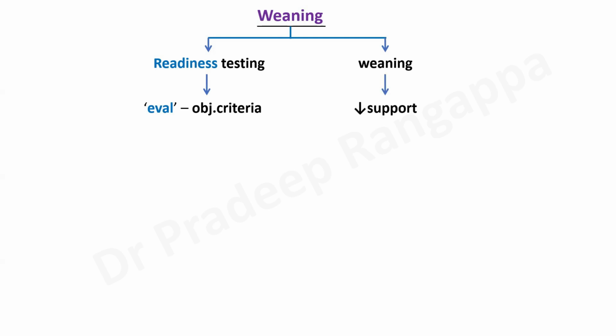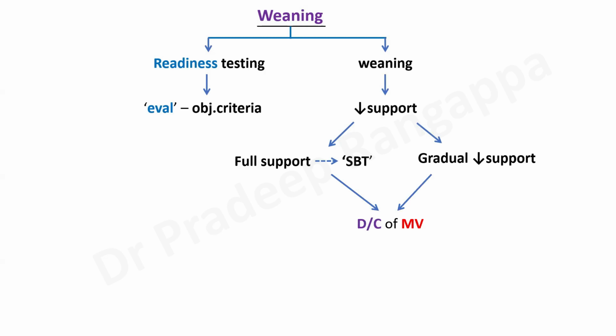So weaning, there are different ways. One is to reduce the support. Reducing the support comes into two categories. Where you remove the full support and put them on a spontaneous breathing trial. Or the second process is we gradually tweak the support down. And this is something we tend to do often, where we slowly reduce the PEEP, slowly reduce the pressure support the patient is on, bring them to 5 of pressure support and then extubate. So these are the two processes where from controlled ventilation, you put them to a spontaneous breathing mode, or you gradually reduce the support and then you discontinue the ventilation.